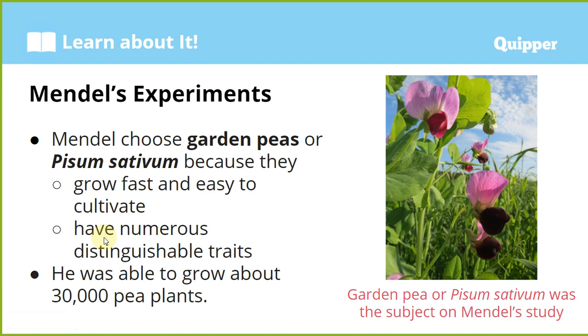Next, they have numerous distinguishable traits. Ano ba yung kanyang distinguishable traits? Meron diyang flower color. Actually, there are 7 yung kanyang pinag-aralan. Flower color, pod shape, pod color, height. Kasi kapag merong numerous distinguishable traits, it can easily be compared with other traits. So that's why it's a good subject for research. So he was able to grow about 30,000 of them in that 2-hectare garden.